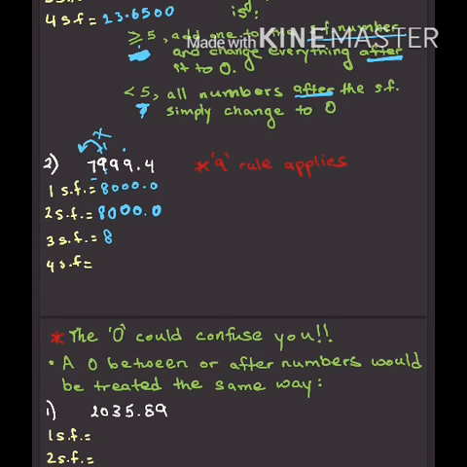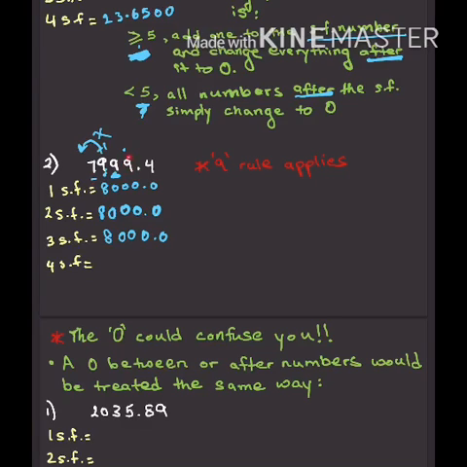Both of these 9s change to 0 because they have passed on the 1. And this is the SF number. Everything after it automatically changes to 0. So that would be 0.0. So that's our answer.